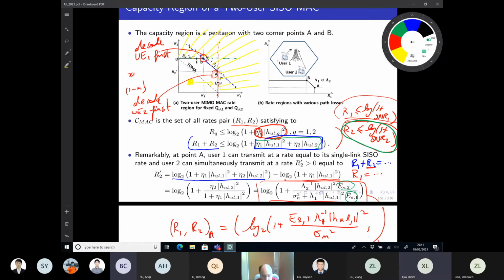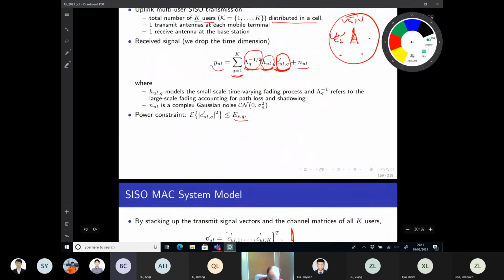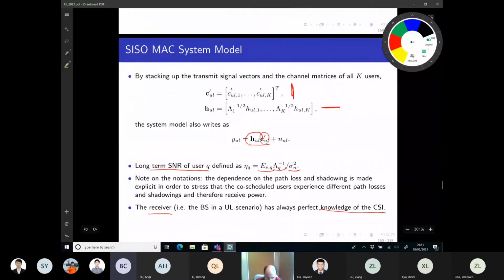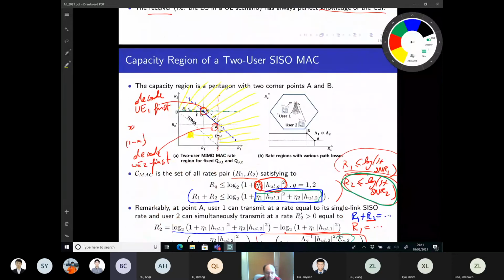So for a given constraint on the transmit power, you know that the transmit power of user Q is smaller or equal to this. Right, so you have a constraint. The maximum power you can transmit for user Q is given by that. You have a given realization of the channel gains. You can achieve any point on this region, right?